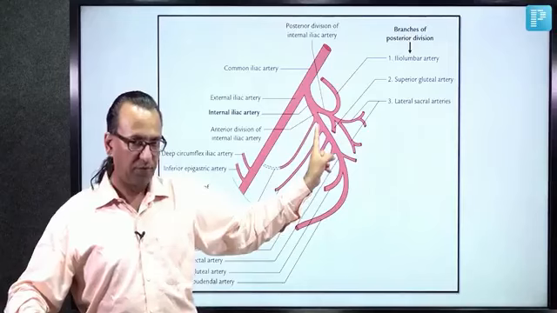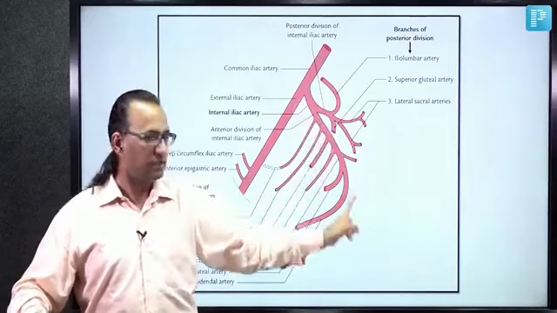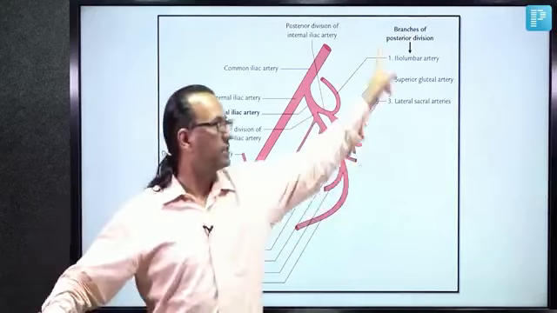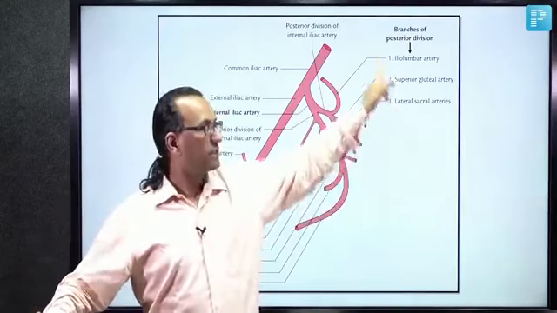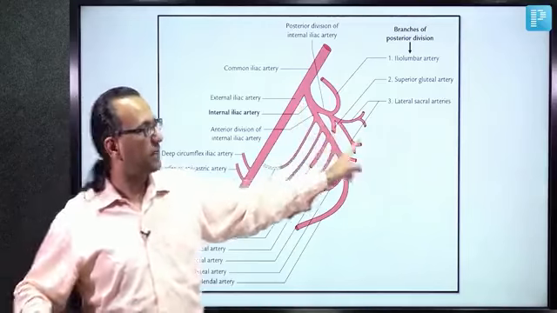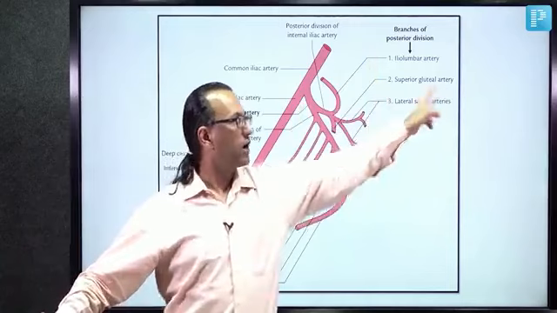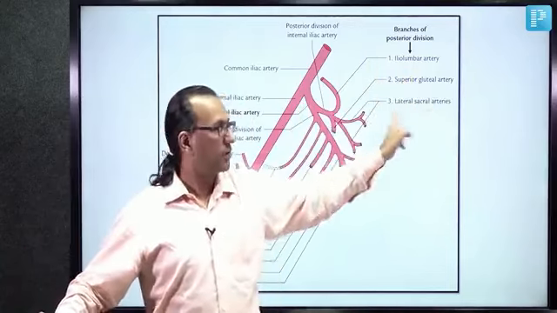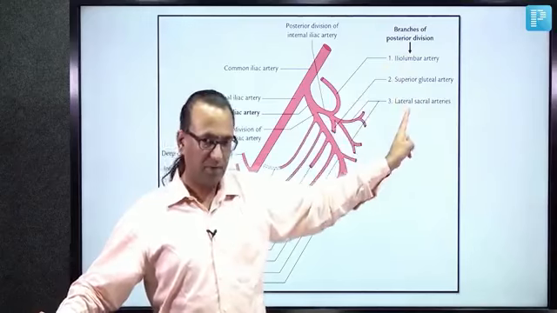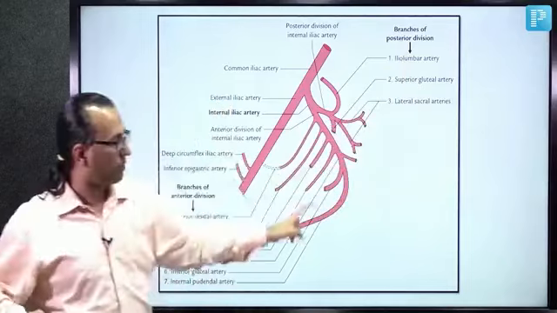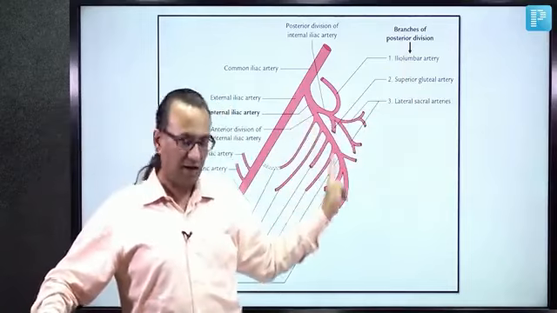Internal iliac artery gives two divisions, the posterior division and the anterior division. You can remember the posterior division's three branches by the mnemonic SIL branches. In the SIL branches, the three branches of the posterior division of the internal iliac artery, the S is for superior gluteal artery, I is for the iliolumbar artery, L is for the lateral sacral artery. Just remember three branches from the posterior division. Otherwise, all the other branches are coming from the anterior division of the internal iliac artery.